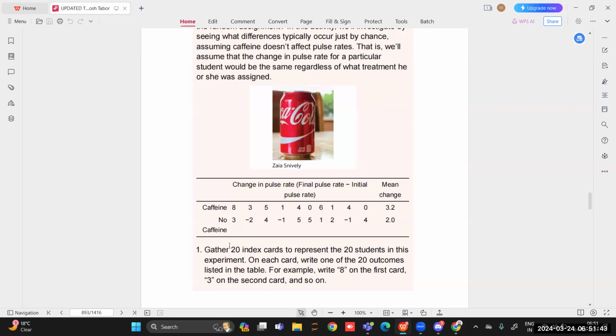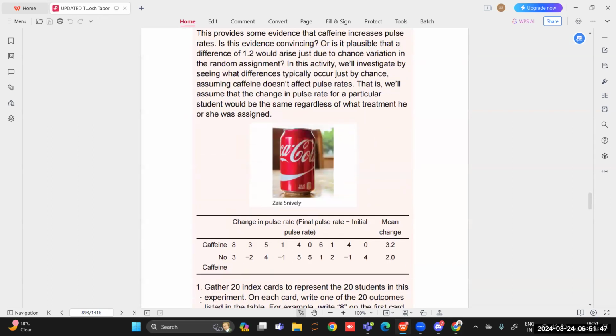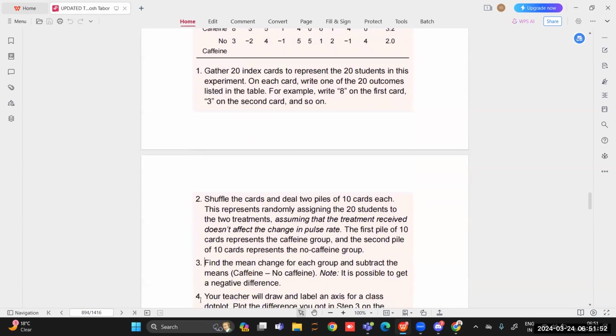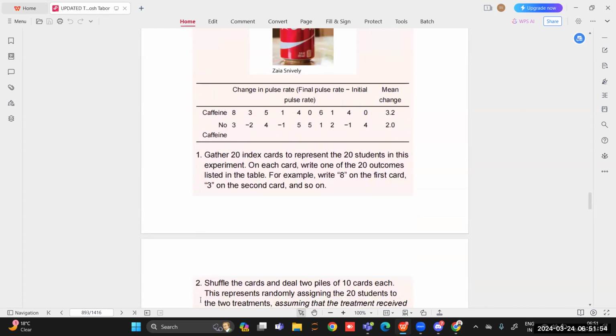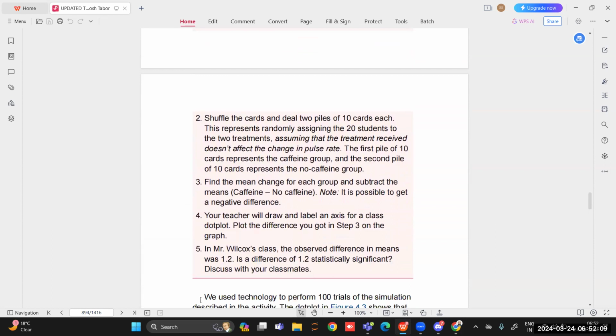That is an offline activity that you can generally do and see the variations. Gather 20 index cards to represent the 20 students in the experiment. On each card, write one of the 20 outcomes listed in the table. For example, write 8 on the first card, 3 on the second card, and so on. Shuffle the cards and deal 2 piles of 10 cards each. This represents randomly assigning the 20 students to the 2 treatments. Assuming that the treatment received does not affect the change in the pulse rate, the first pile of 10 cards represents the caffeine group and the second pile the non-caffeine group.